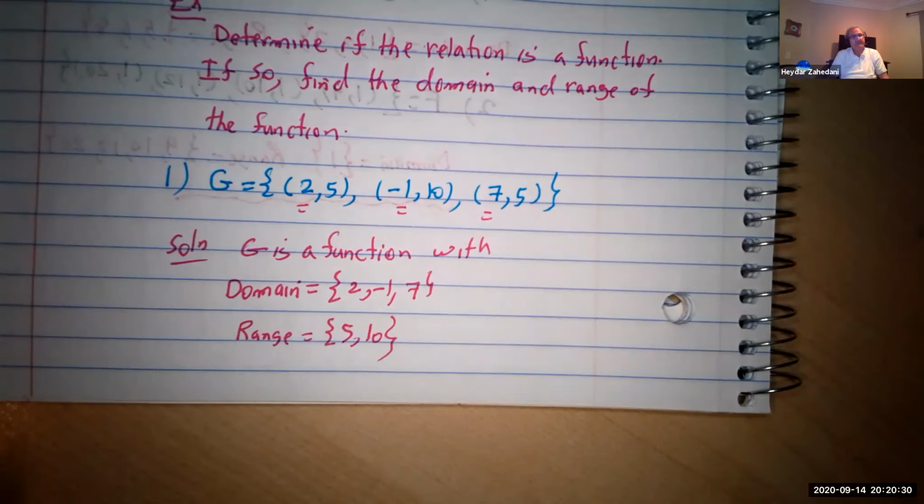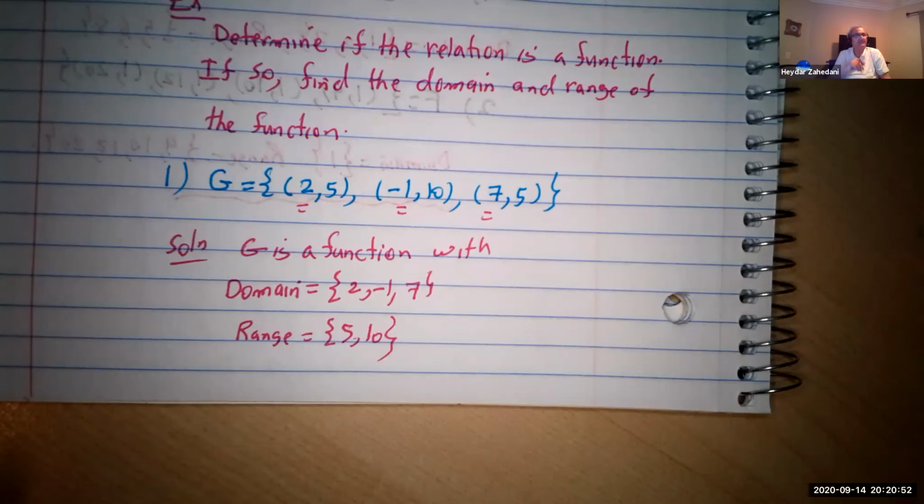So this is a function because there is no repetition for the first component. Every input is related to one output only. 2 is related to 5, -1 is related to 10, 7 is related to 5. So in this case, it's a nice function. Any question?